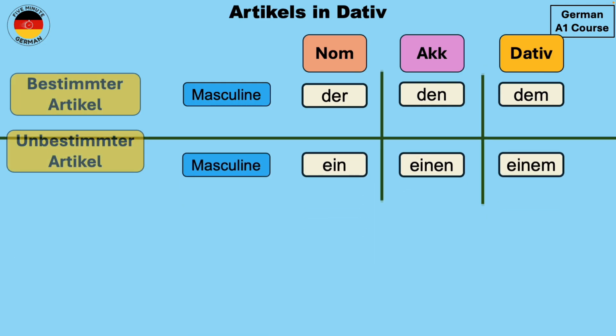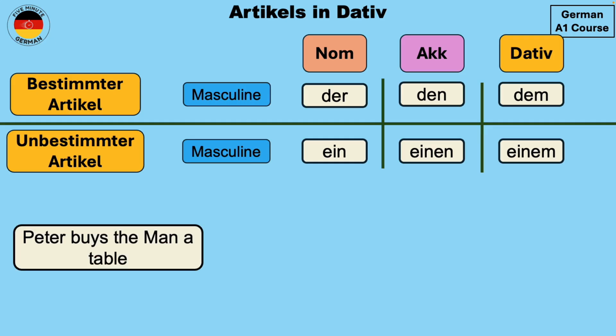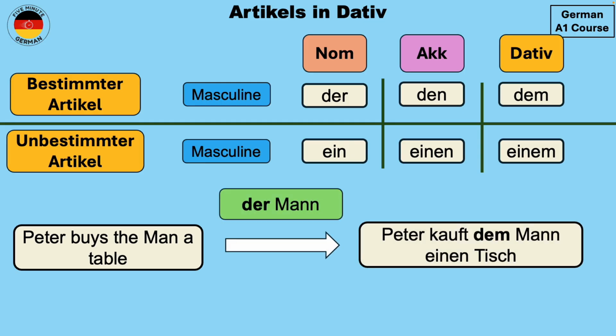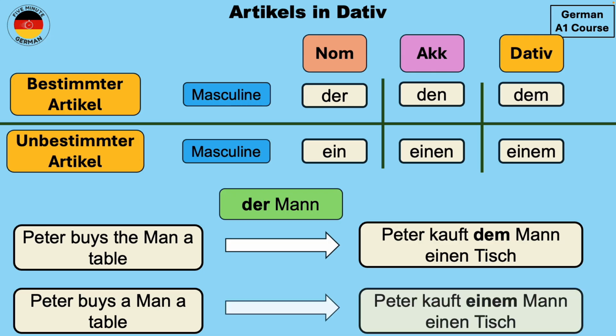Let's take the masculine case first of all. So an example sentence can be Peter buys the man a table, and man over here is der Mann. So the sentence in German will become Peter kauft dem Mann einen Tisch. Now Mann over here is dative, and that's why we use dem, as that is the article which we use for masculine. The same example with an unbestimmter article is Peter buys a man a table, so this will become Peter kauft einem Mann einen Tisch.